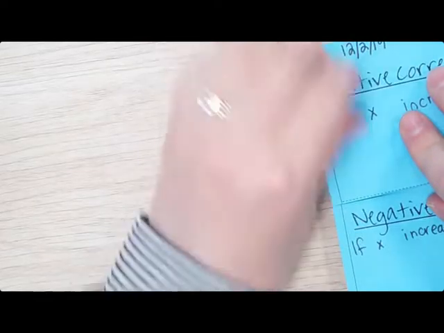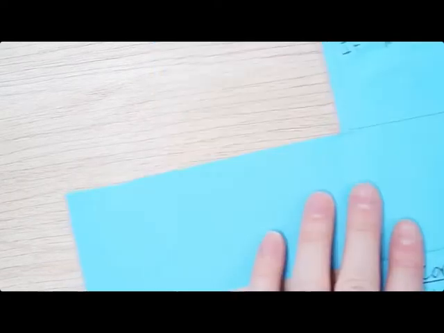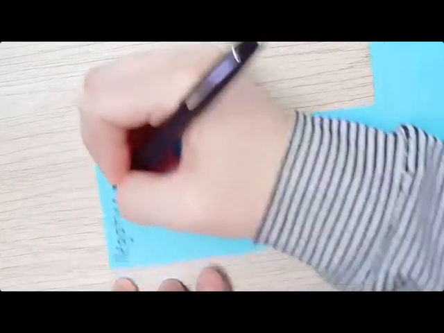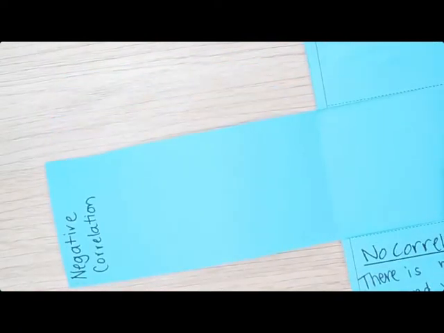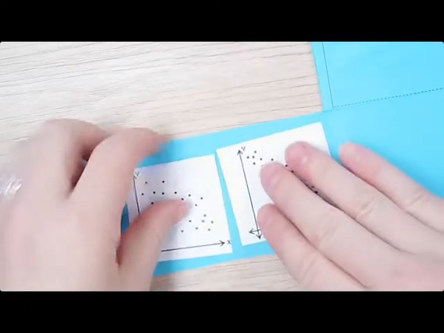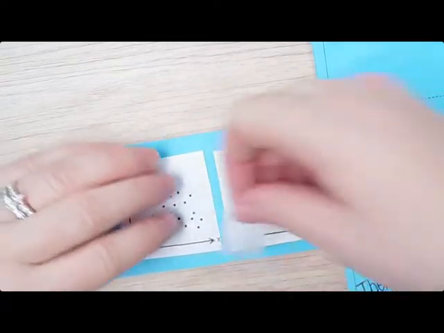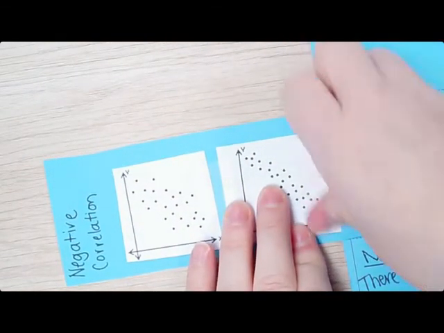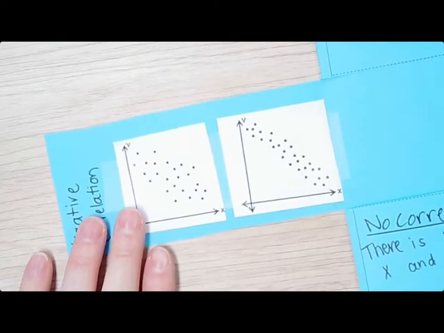Okay, so let's go to the negative correlation. As x increases, y decreases. So they're going opposite directions, making this negative correlation. The graphs for the negative correlation look like this. So much quicker.